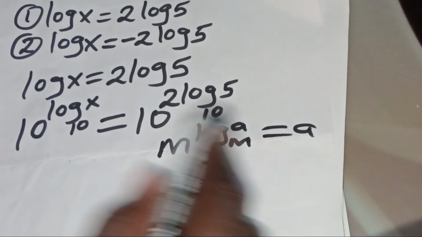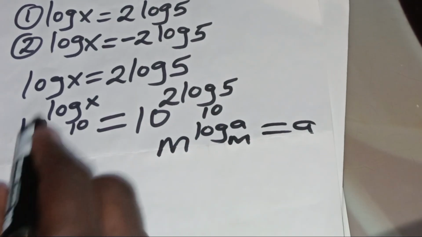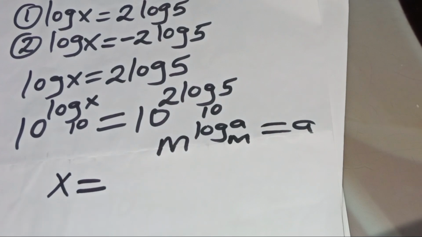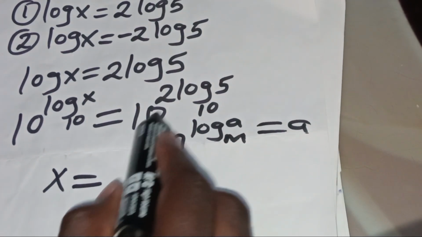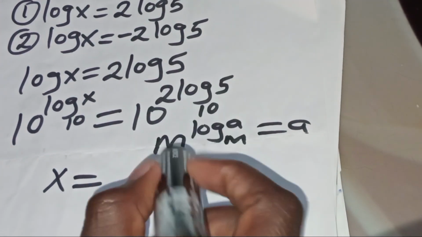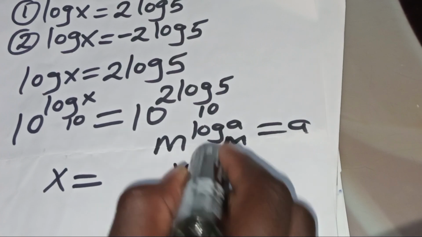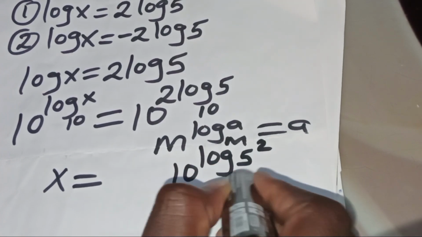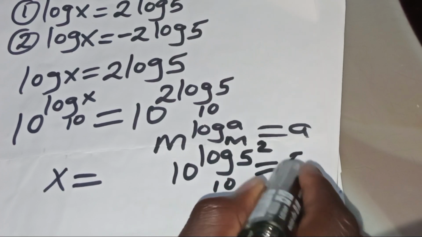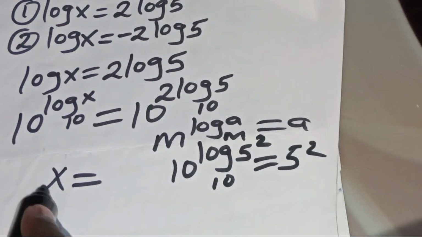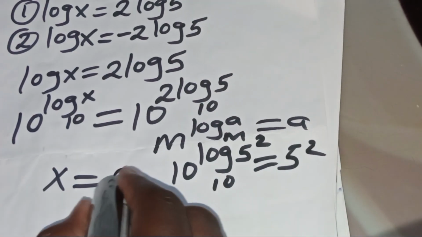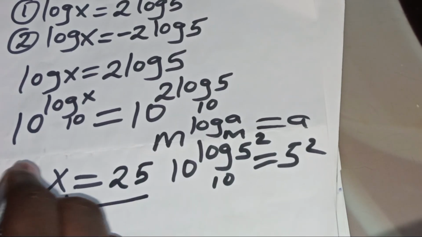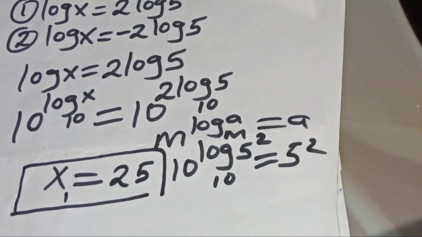So applying this identity, that means that 10 to the power log x to base 10 is equal to x. Here we have 10 to the power 2 log 5, which is basically 10 to the power log 5 squared to base 10. So that means this is actually 5 to the power 2. So x is equal to 5 squared, which is 25. This is the first value of x.